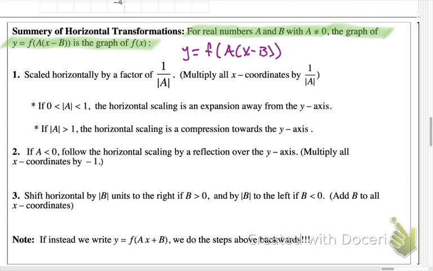Okay, so in the expression y equals f of a times x minus b, when we see a inside of those parentheses, we're really going to be scaling by the reciprocal, 1 over a. The absolute value is just to ignore the cases when a is negative, because in the second step, if a is negative, you would also do a horizontal reflection over the y-axis after you're scaling.